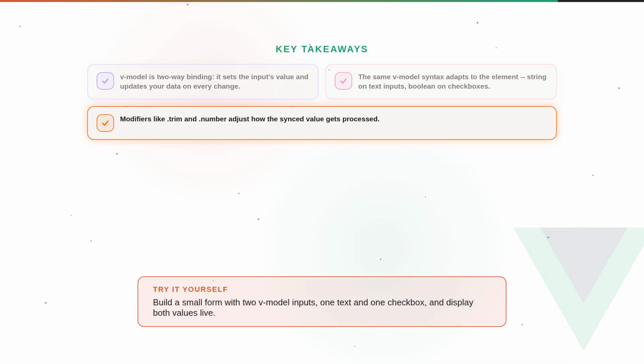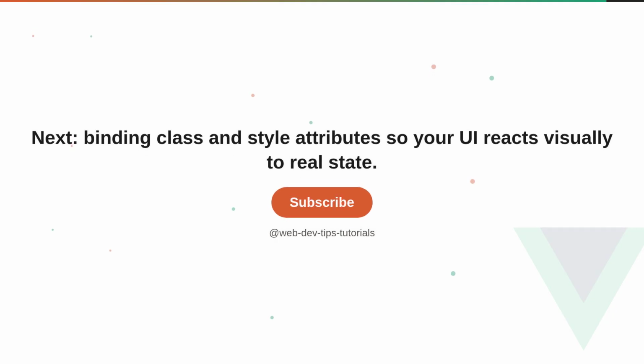Build a small form with two v-model inputs, one text and one checkbox, and display both values live. Next, binding class and style attributes so your UI reacts visually to real state.